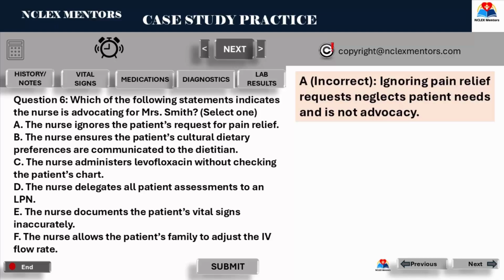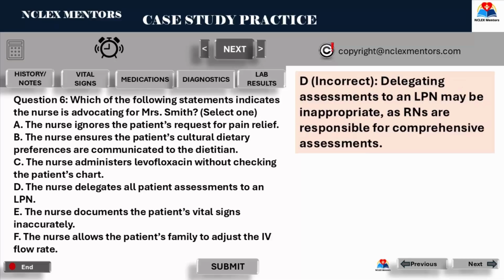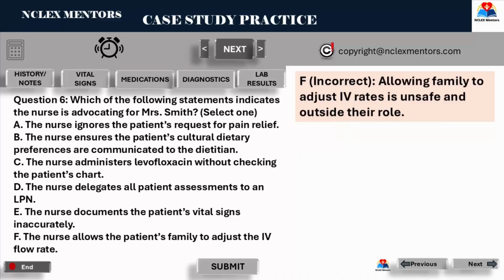A. Ignoring pain undermines trust and violates patient rights. C. Giving meds without verifying orders is unsafe. D. LPNs can assist, but RNs are responsible for assessments. E. Inaccurate documentation puts the patient at risk. F. Families should never adjust IV rates. That's strictly a nursing responsibility.